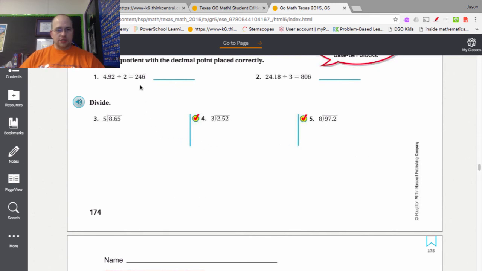Well, we'll just look at this decimal point here. Write the quotient with the decimal point placed correctly. Well, here is a quotient, 246. Well, that's not the right decimal place, though. An easy way to fix this is if we just rewrote it as 2 on the outside there and 4.92. Now we know that the answer is 246. Where did the decimal point go? Right above. So 2 and 46 hundredths is the answer.